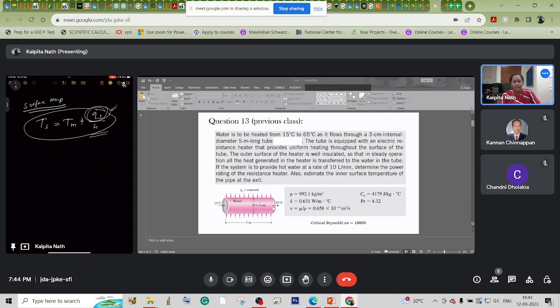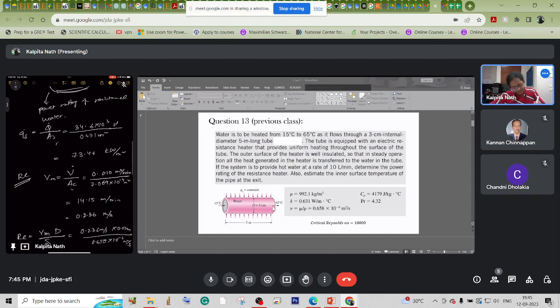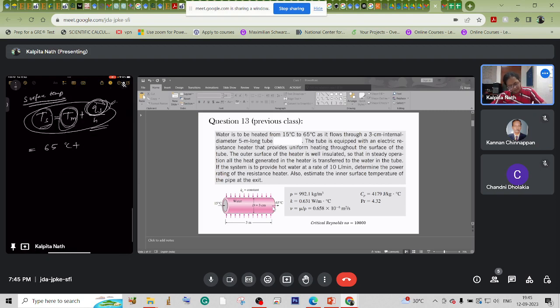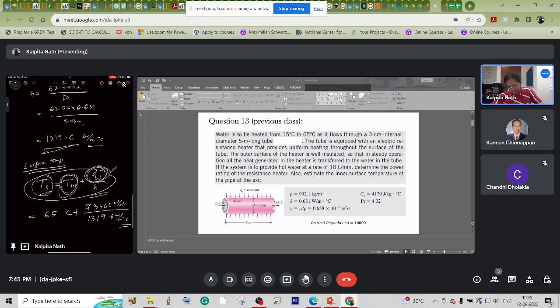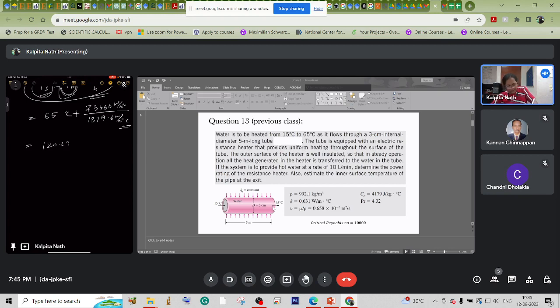This qs is the surface heat flux that is provided, and it is constant. So we can write the surface temperature as the mean temperature of the fluid plus the constant heat flux upon the heat transfer coefficient. The mean temperature is given as 65 at the exit. So 65 degrees Celsius plus the heat flux we have already calculated from the heat transfer, 73460 watt per meter square, upon 1319.6 watt per meter square degree Celsius. h we have already found out here. So this will come out to be 120.67 degrees Celsius, approximately equal to 121 degrees Celsius. This is the surface temperature. Okay, so any question related to this?